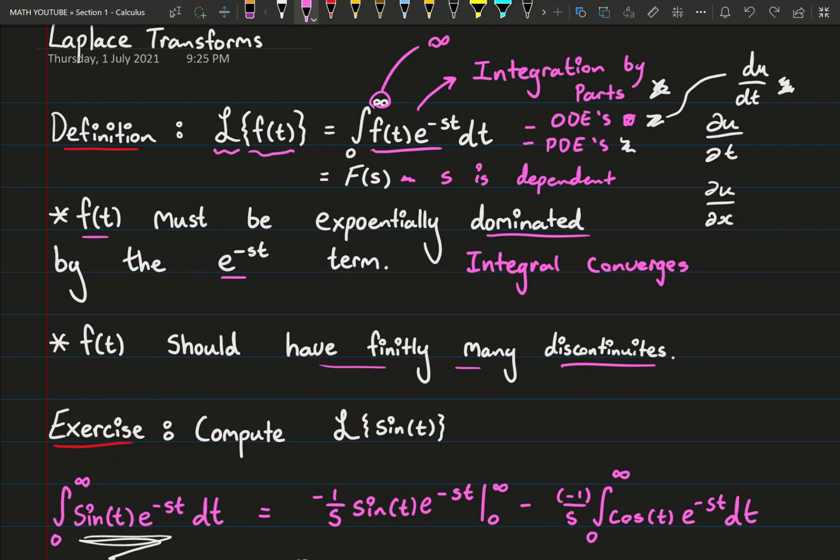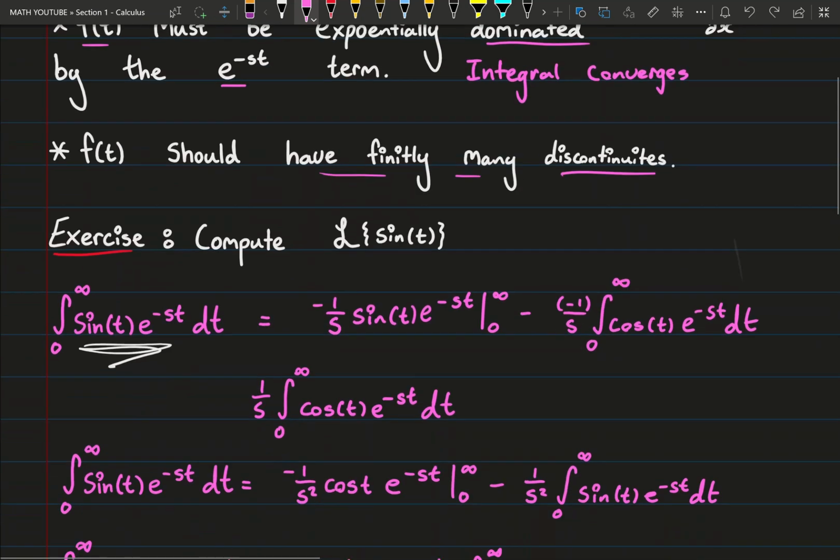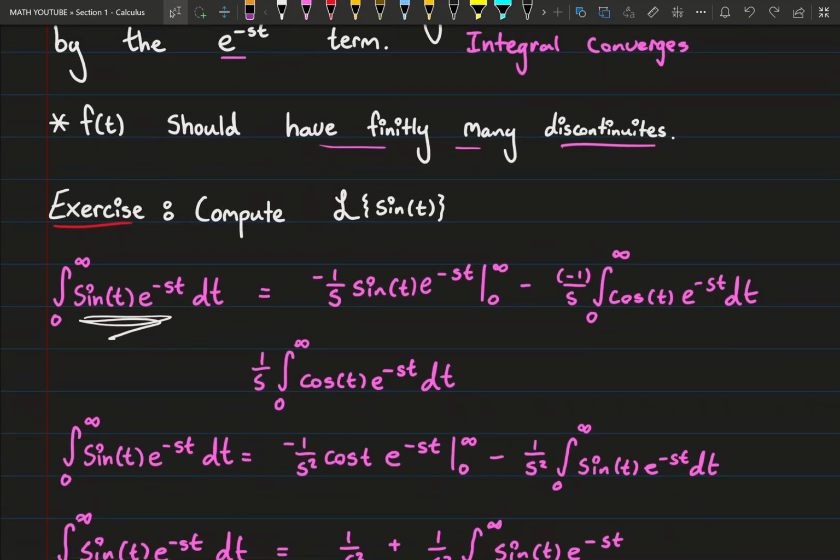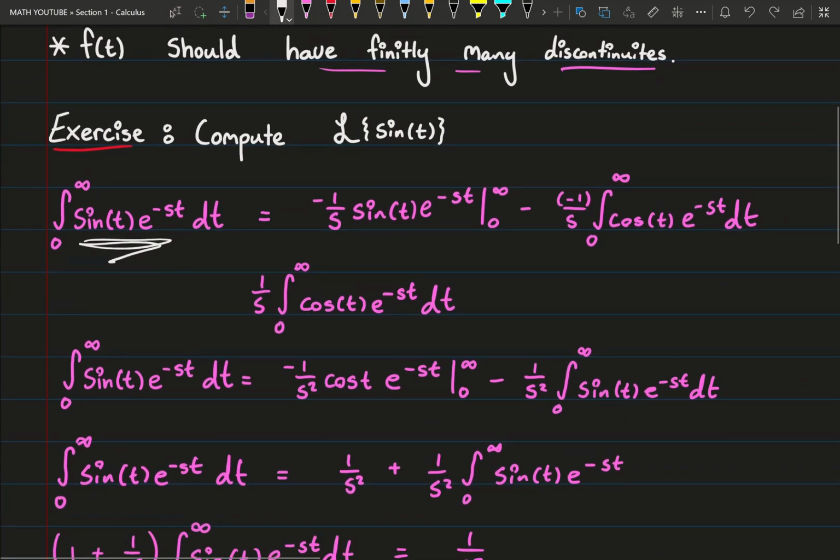So let's get straight into it by computing the Laplace transform of sine of t. I've actually done the calculation here already, so let me take you through the steps. Firstly, as indicated, we will be using integration by parts. We choose to integrate our term e to the minus st, and we get minus 1 over s sine t e to the minus st evaluated from 0 to infinity.